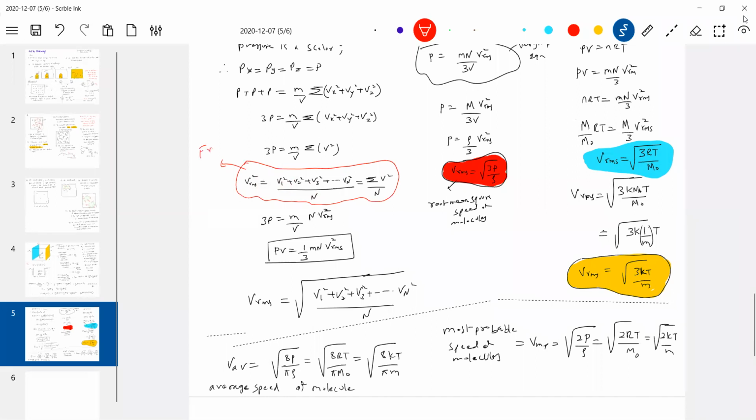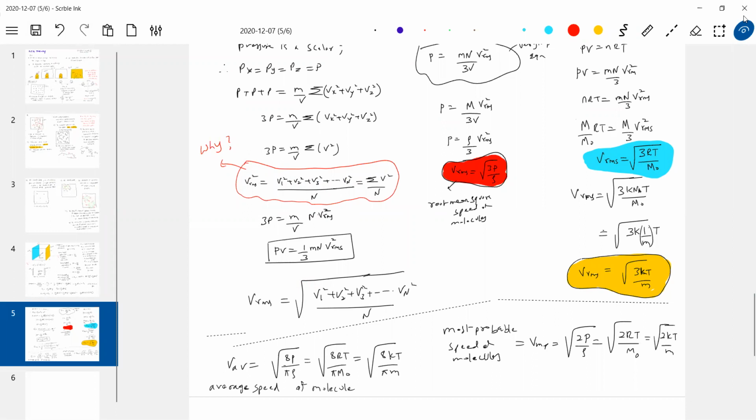Why should we write VRMS like this only? Why not V1 cube, V2 cube, V3 cube, Vn cube, with V cube by n, and why not a cube root? What's wrong in asking questions like that? Do think about it. Tomorrow I'll continue because this is very important. If I don't ask this question and just write this and move on, it's a history class, it's not a science class. That much I can say.